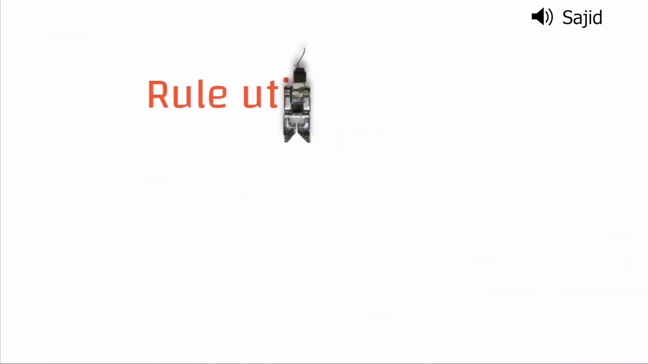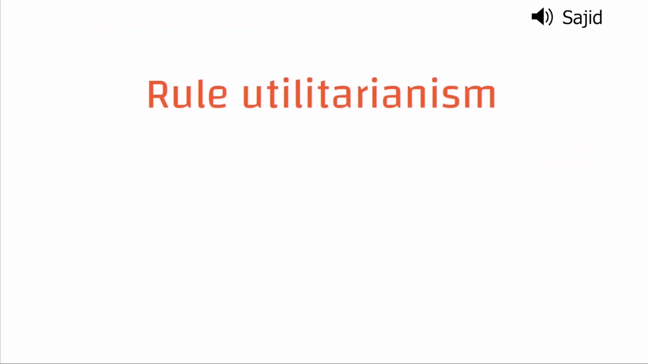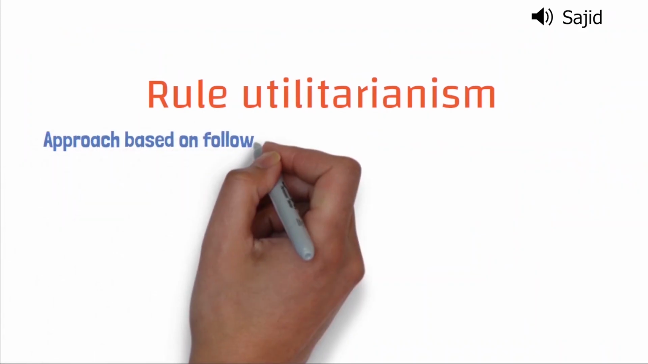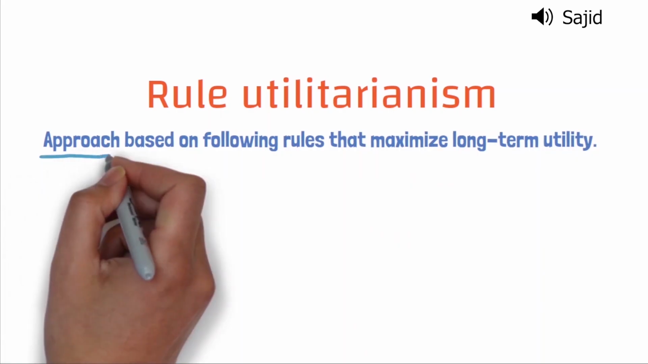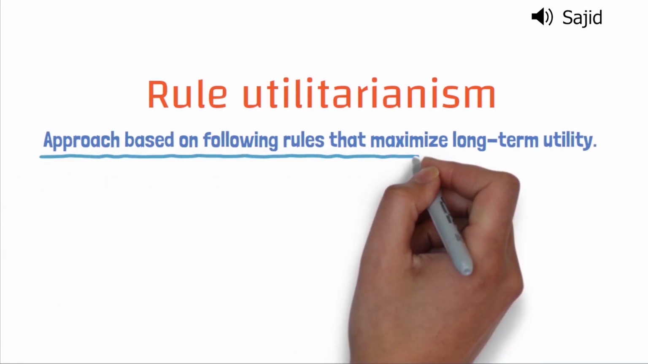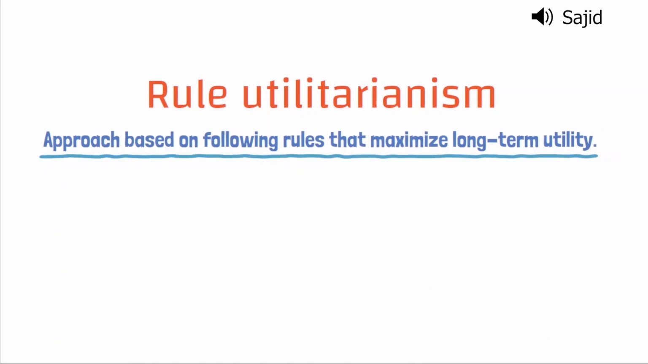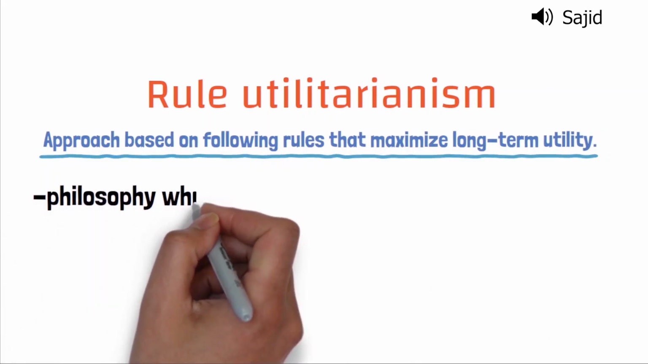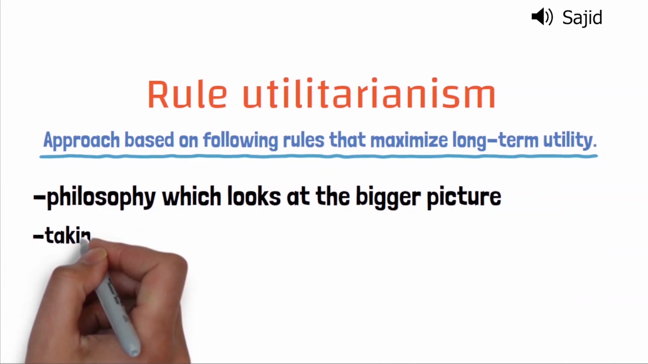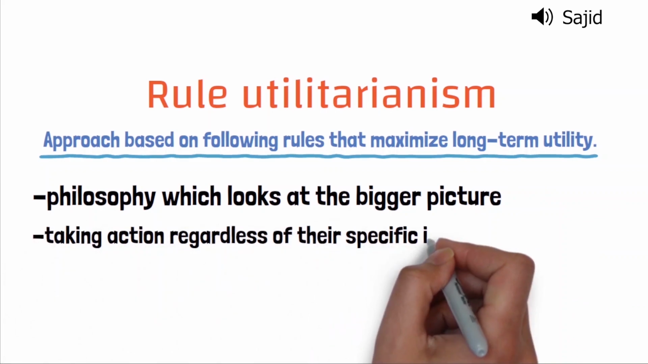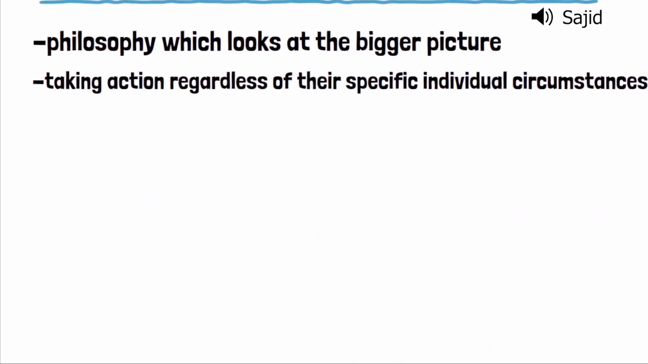Now, moving on from act utilitarianism, we turn our attention to rule utilitarianism, a moral philosophy that focuses on following rules which, when applied consistently, lead to the greatest long-term happiness for the most people. It's an approach that emphasizes the bigger picture, guiding actions not by the immediate consequences, but by whether they uphold principles that promote overall well-being in the long run.